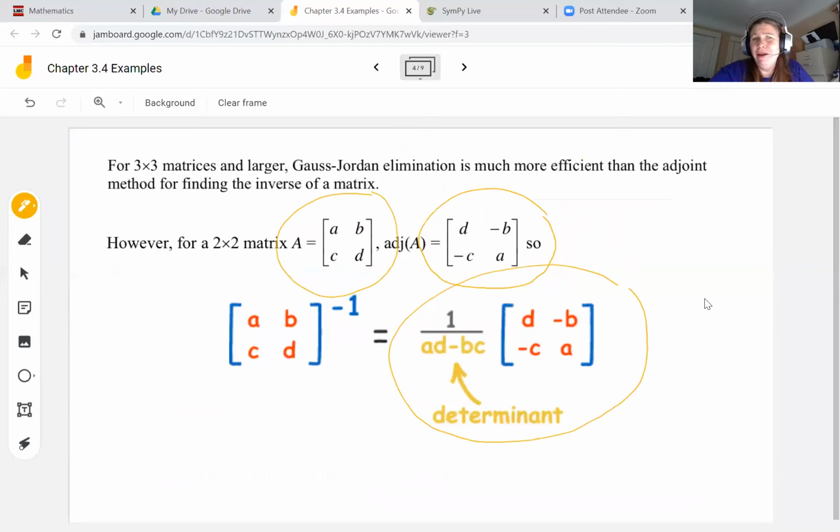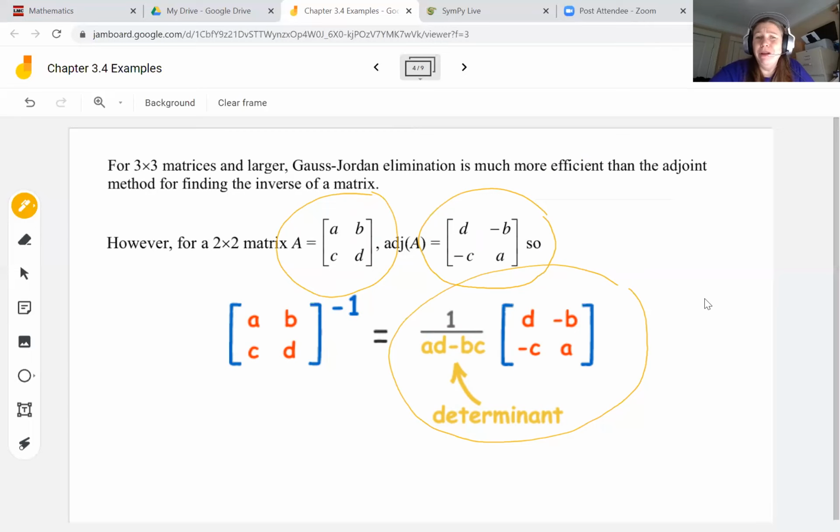Okay, so for 3 by 3 matrices and larger, this is going to be time consuming. So Gauss-Jordan elimination is much more efficient than the adjoint matrix method for finding the inverse of a matrix. However, for a 2 by 2 matrix, we have seen that this formula is pretty efficient and fast.